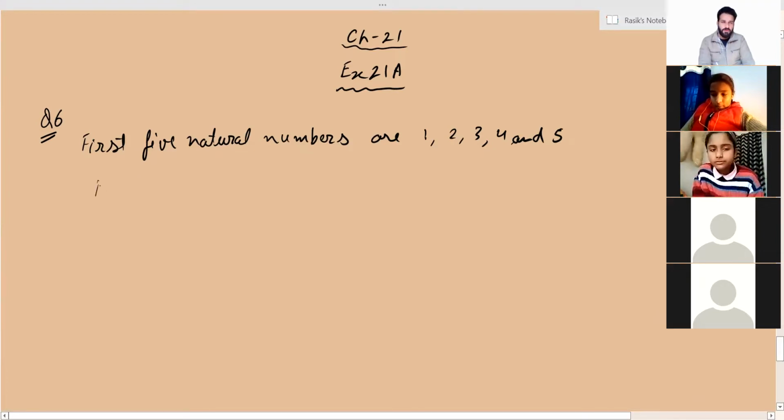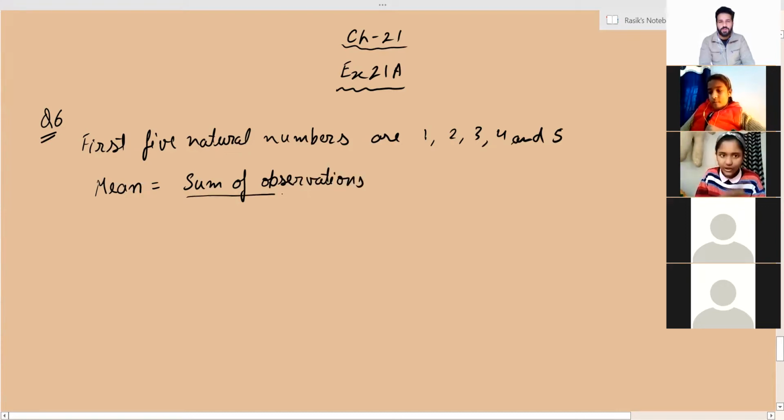Now, we have to find out the mean of these numbers. Formula of mean, everyone, you will write the formula of mean in each and every question. Sum of observations upon number of observations. How many observations are there in this question? There are 5 observations in the question. Sum of observations divided by number of observations.